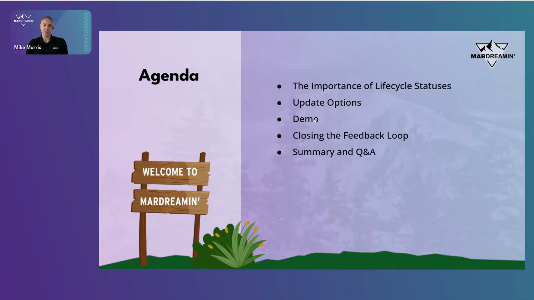So today we're going to talk about the importance of lifecycle statuses. We're going to talk about several different options for updating statuses. I'm going to do a demo of an option that I use using Flow. We're also going to talk about closing the feedback loop between sales and marketing. To me, this is one of the most important things, and it's really often overlooked. Marketers will always send a lead over to sales, but never hear back what actually happened with that lead. So closing that feedback loop is really critical. And then lastly, we're going to have a quick summary and hopefully some Q&A. Without further ado, we'll get moving.